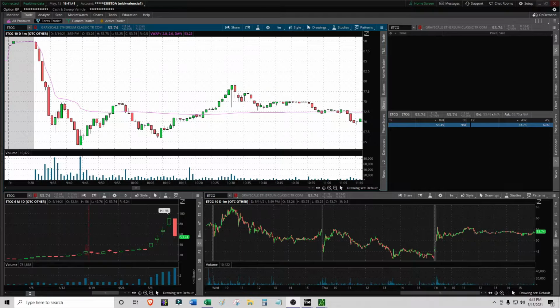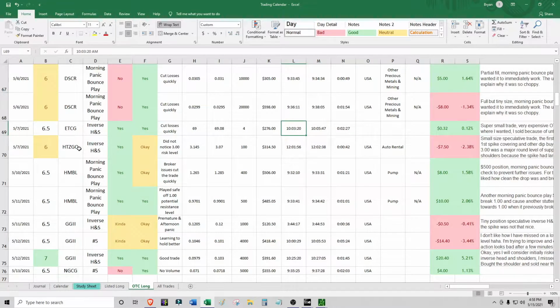I'll be back, but this was a great trade attempt, and the next one, which was HTZGQ, was also really good. Alright, I am back, and let's go ahead and continue on with the next setup, which was, yes, HTZGQ, and this was the 5th of May.